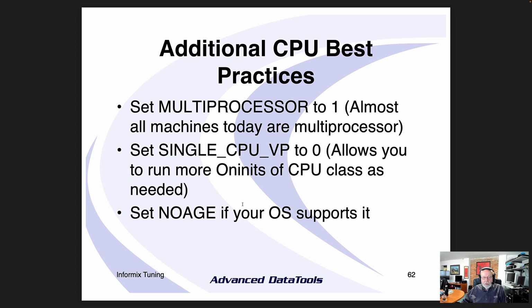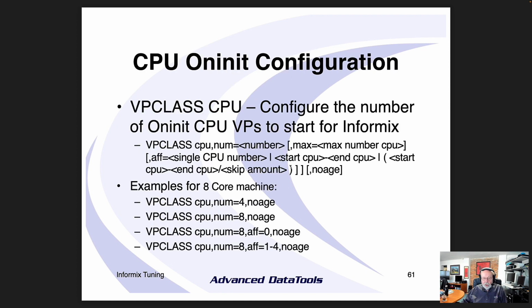Couple of other things. In the onconfig file, there's a value called multiprocessor. Make sure it's set to 1 because almost all machines are multiprocessor. I think that has changed in 14. You also want to change single CPU VP to 0 because that allows you to run more onints. If you don't do that, you cannot do this.